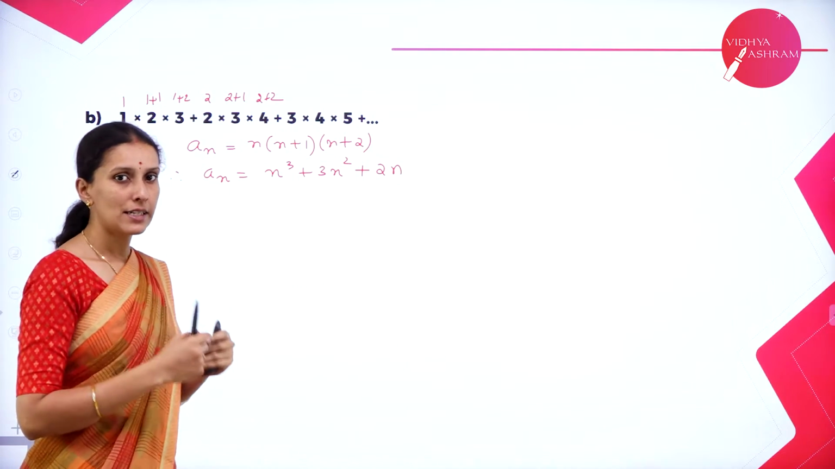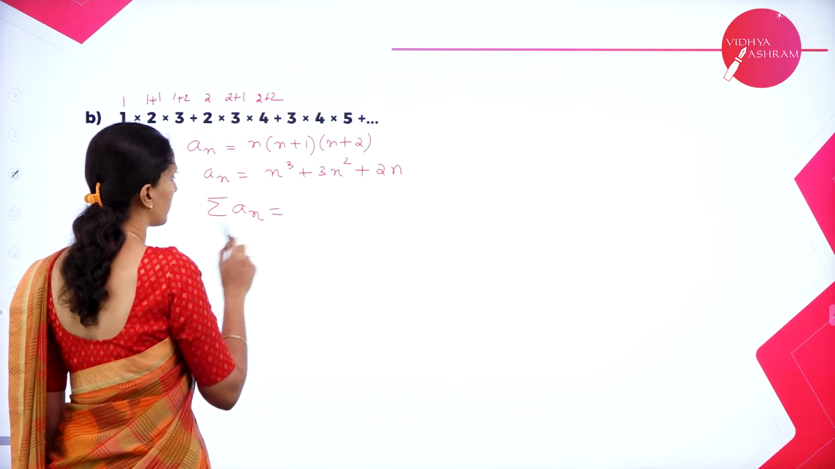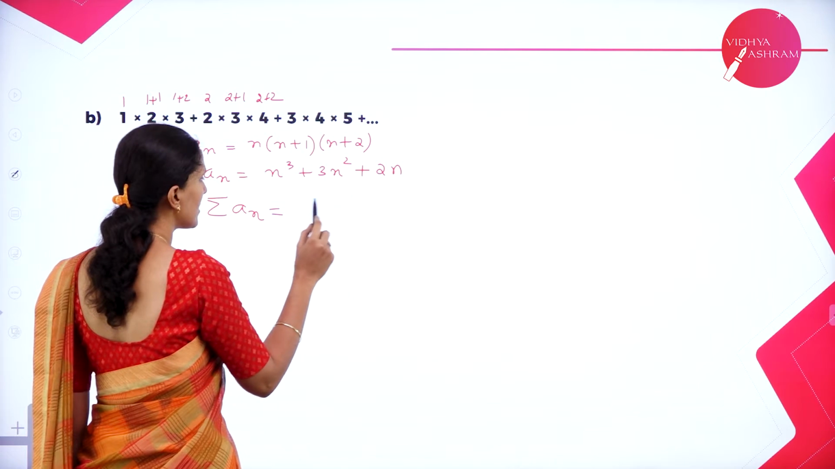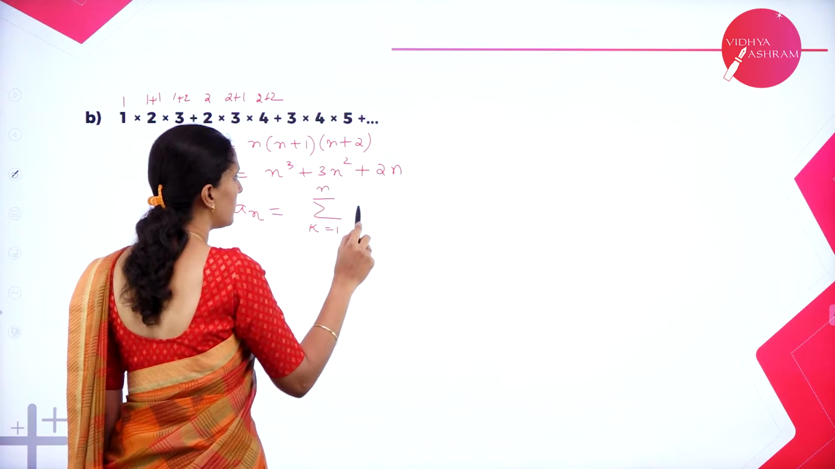Let us apply the summation here. Summation an can be written as summation k varies from 1 to n, k cube.